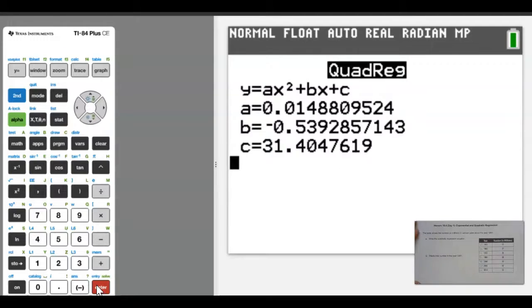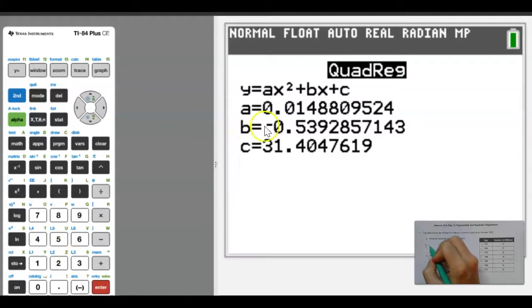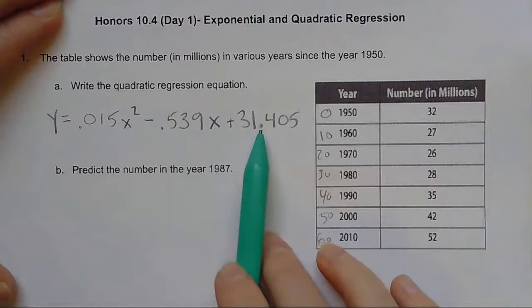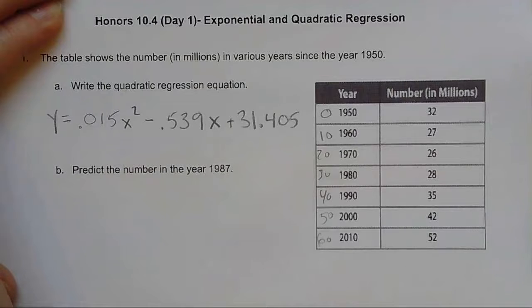So I'm going to go over here. My quadratic regression equation is going to be y equals. My a value is 0.015. I guess I'll do 3 place values because that 4 makes a difference. Okay, that's x squared minus 0.539 x, and then plus 31.405. So you're going to just plug in your a value for the x squared, b for x, and c. You're just going to plug those guys in, and that's your equation.